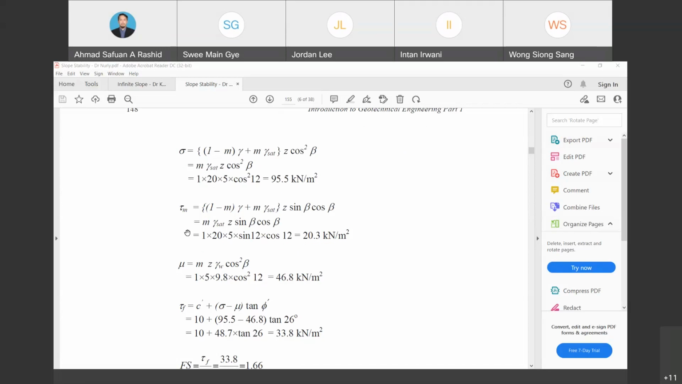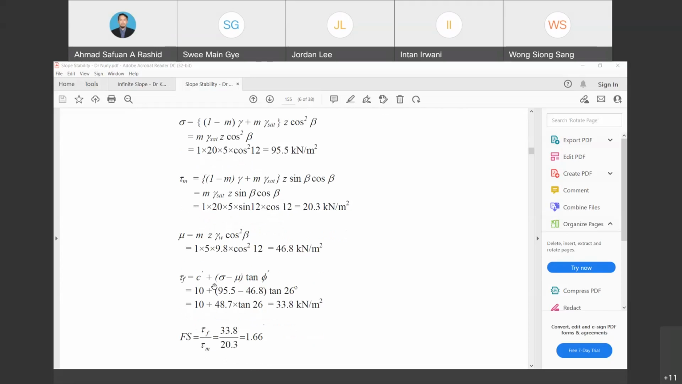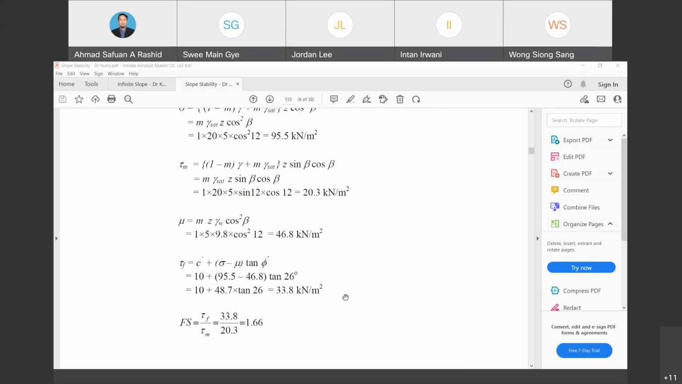Now we calculate for the tau m, where tau m is 1 minus m times unit weight plus m saturated unit weight times z sine beta cos beta. We may eliminate the first term. So we have 20 times 5 times sine 12 cos 12, and we obtain 20.3. So tau f over tau m, the value is 1.66. That is the factor of safety for this example.